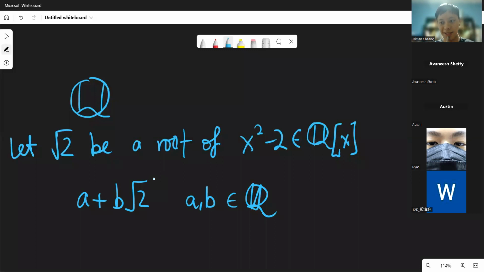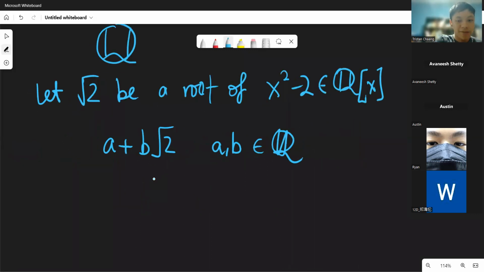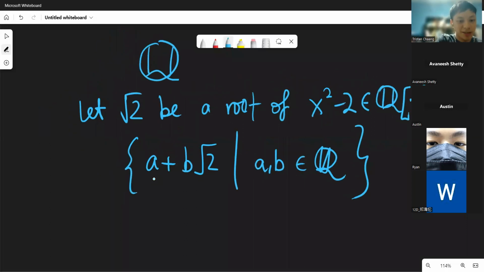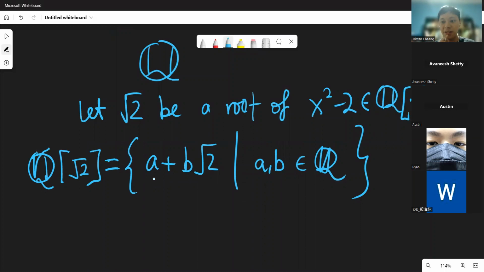Are these everything that we need for it to be a field? Surprisingly, the answer is yes. I give this set a new name: Q[square root 2]. This is a larger field than Q, a smaller field than R. Why is it a field? Actually, it is a fun exercise to prove that it's a field.